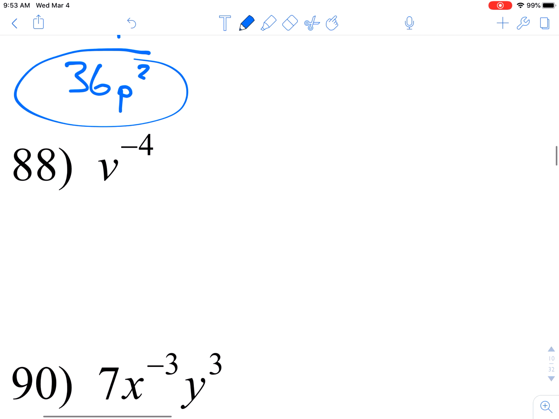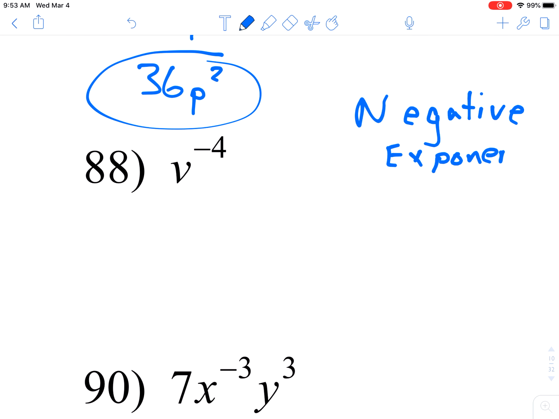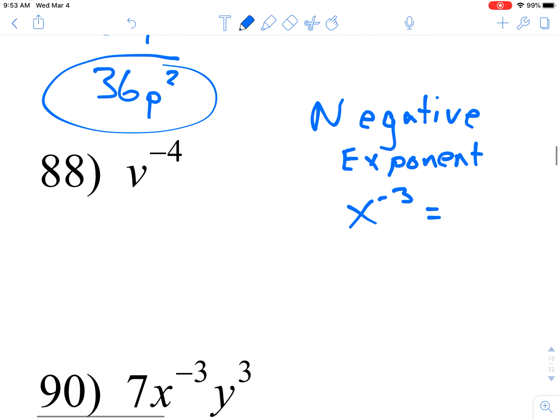Looking at problem 88, we have a negative exponent. This is called the negative exponent rule. And so what happens is we don't like negative exponents. So this is the negative exponent rule. And we want to make that a positive. So if we have x to the negative 3rd, we're going to flip it upside down on a fraction. So this is going to become 1 over x to the 3rd.